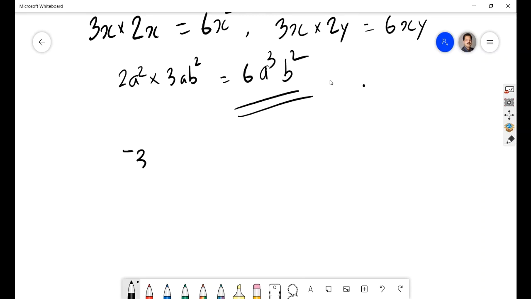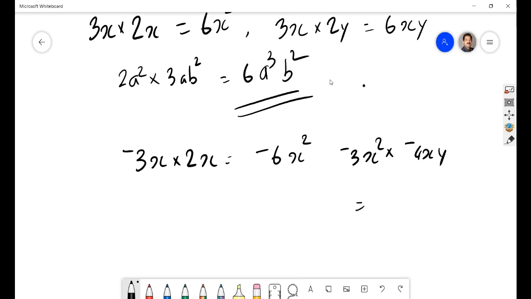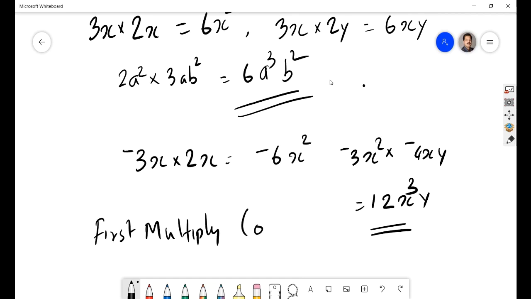Like if it is minus 3x into 2x, minus 3 into 2 is minus 6 and x square. If it is minus 3x square into minus 4xy, you will write minus 3 into minus 4, 12, x square into x, x cube, and y. Like that it is. So here there is a norm that first multiply the coefficients.